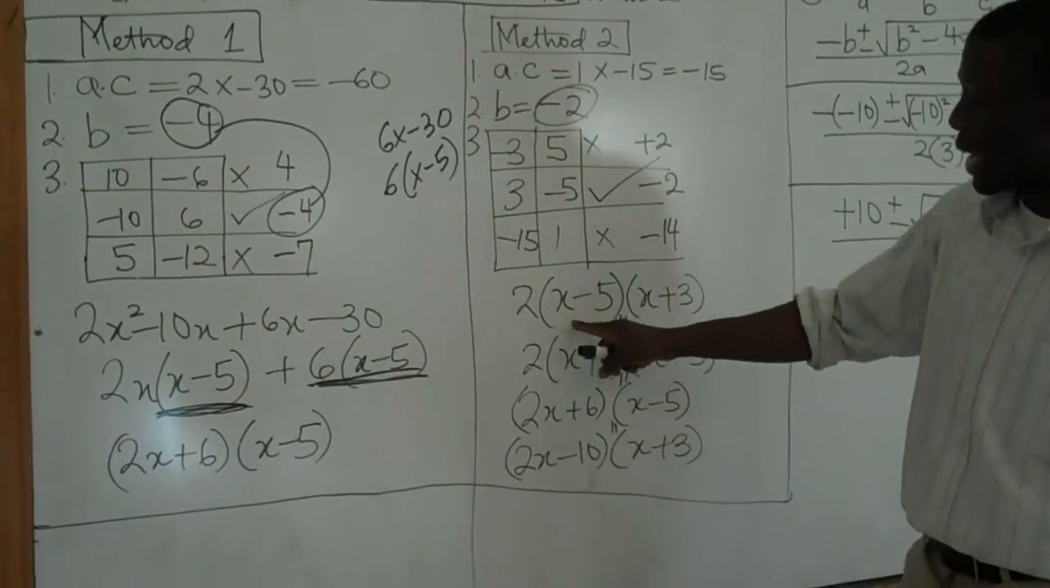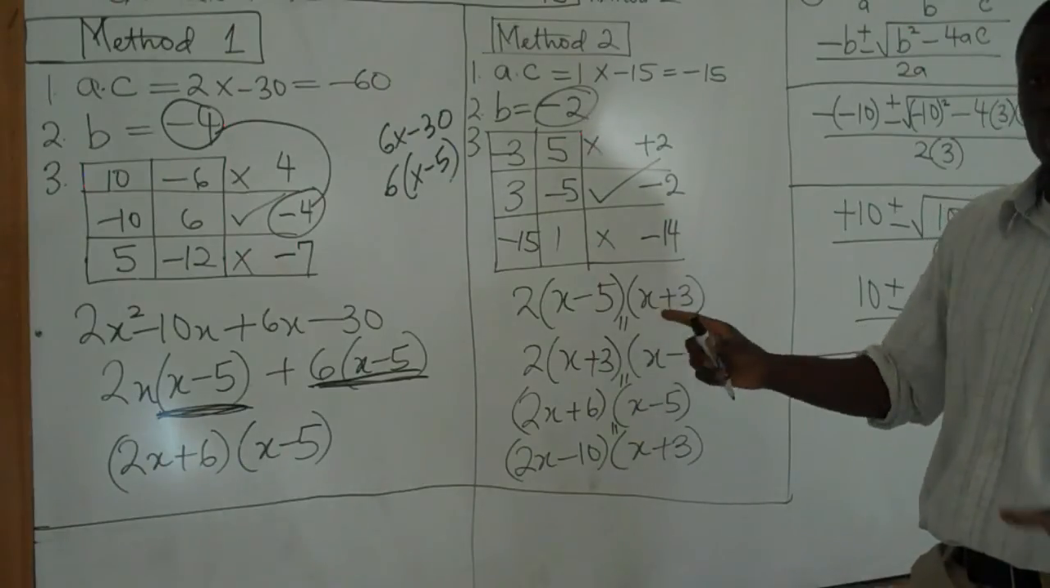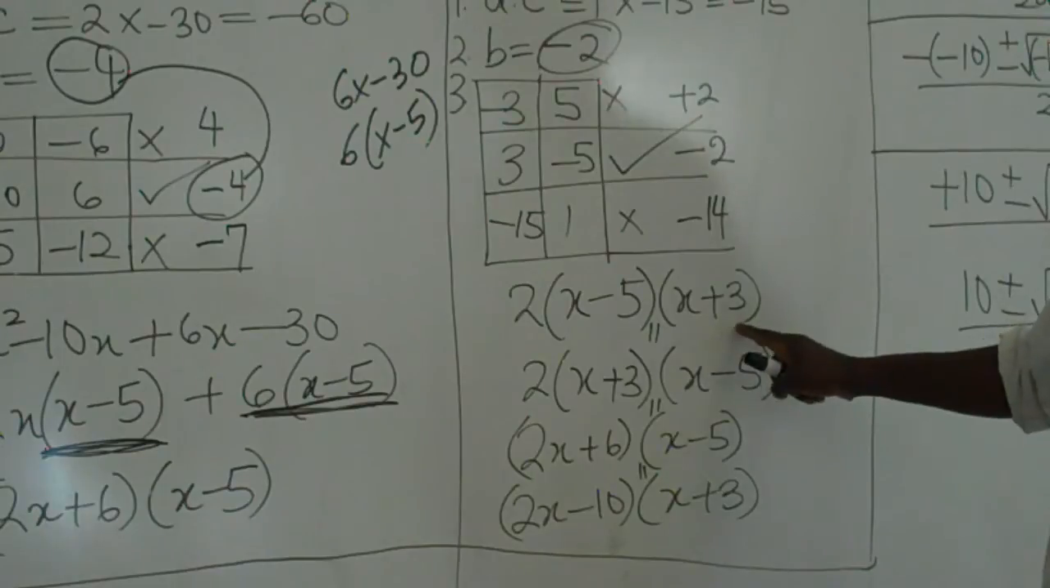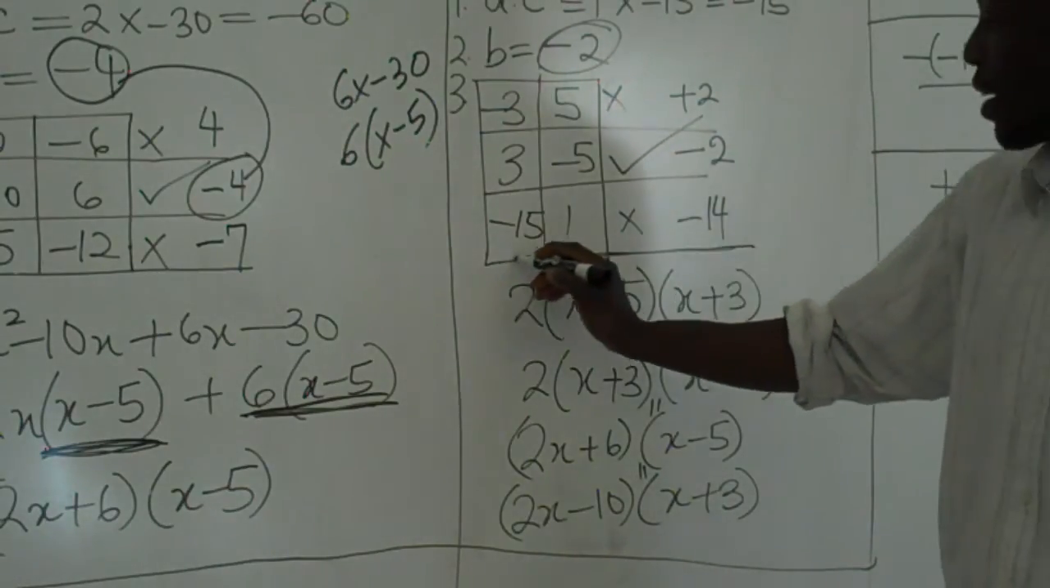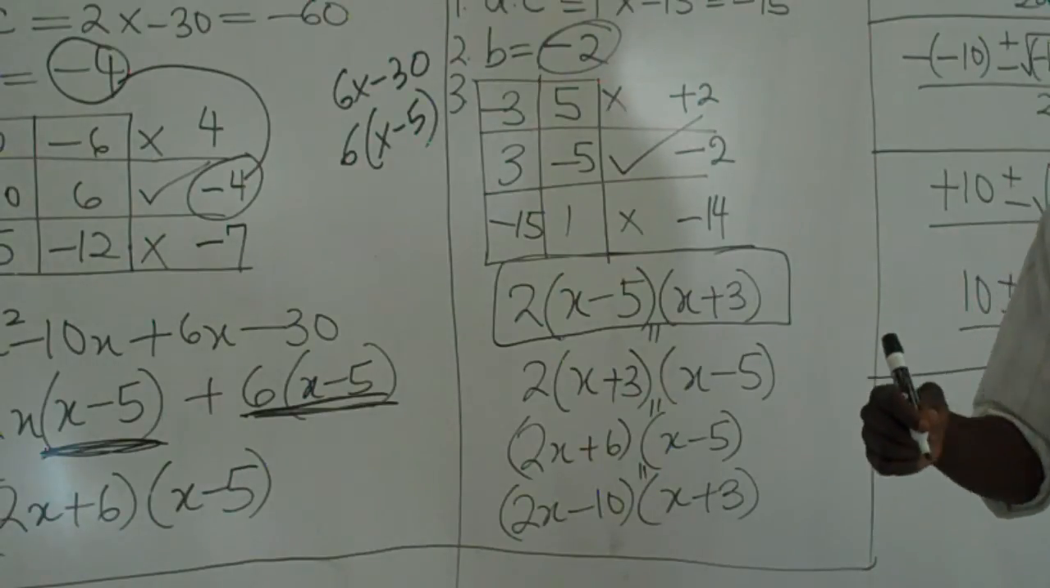One with the x minus 5, which is one of the numbers you found, and the other one with the x plus 3, which is the other bracket. Now it's 2 into x minus 5 and then x plus 3. If you wrote this as your answer, you get the point, okay? You get the credit for that.